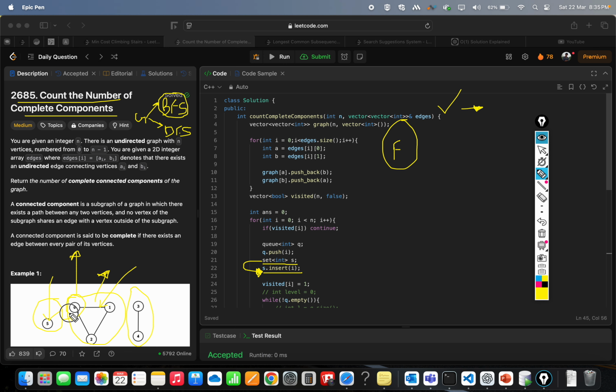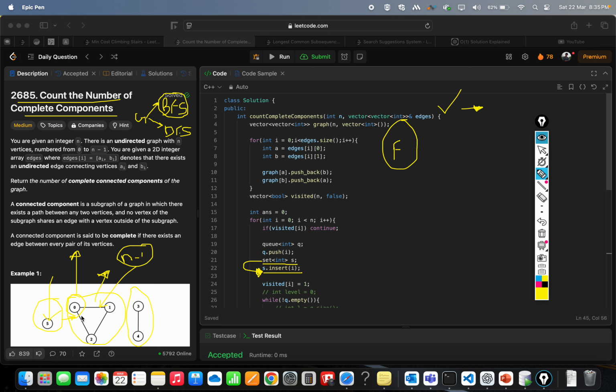So this node has two neighbors. If the number of neighbors is equal to the total number of nodes in the component minus 1, that means this node is connected with every other node. So that is one thing.